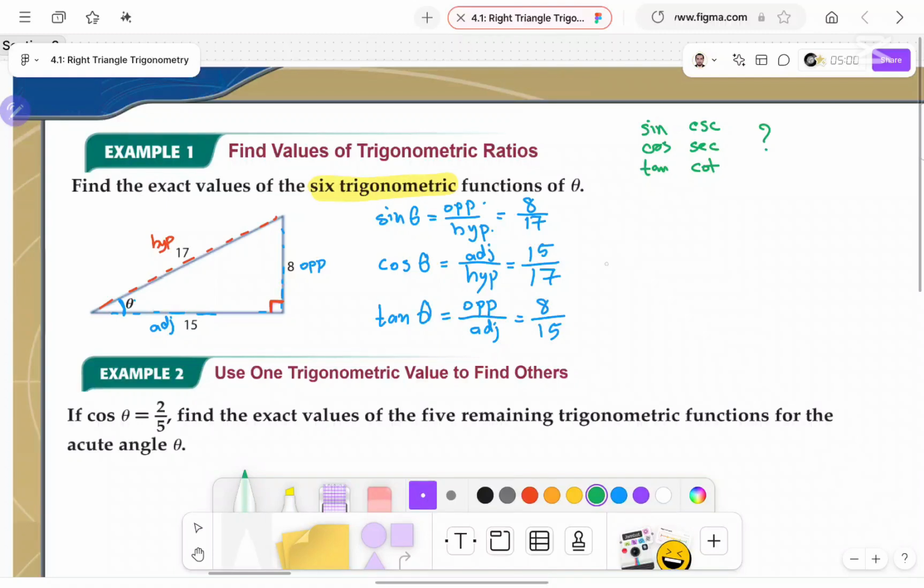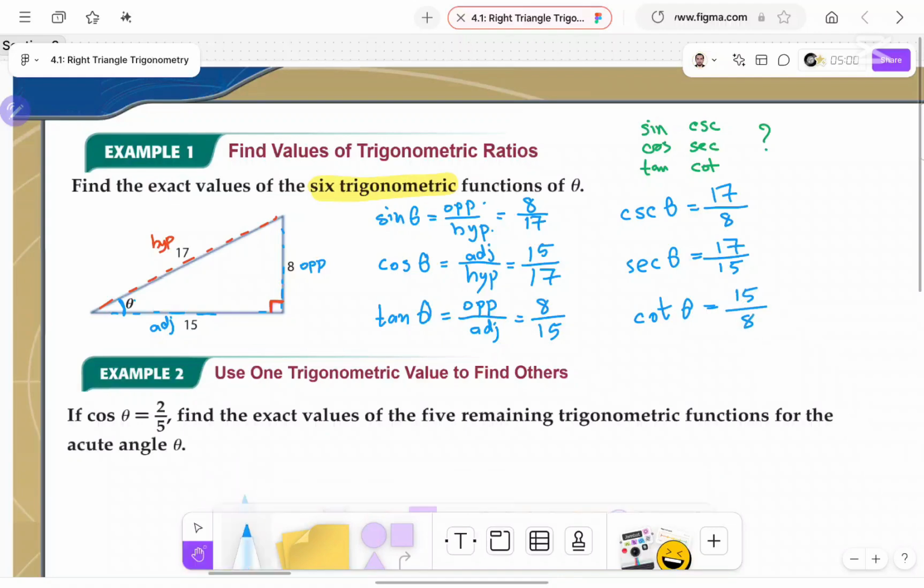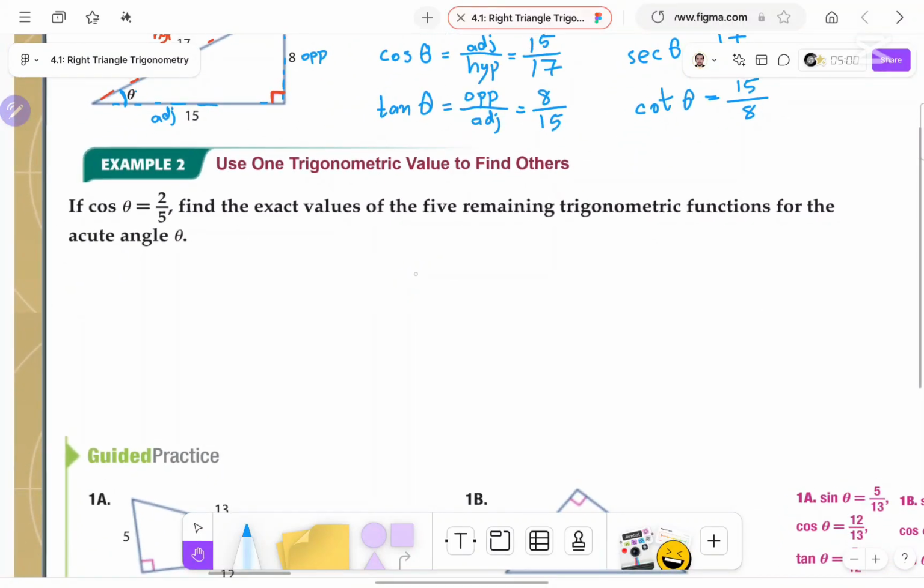Now, let's find the cosecant. The cosecant theta is the reciprocal of the sine, 17 over 8. Secant, same thing, is the reciprocal of the cosine, 17 over 15. Cotangent is the reciprocal of the tan, which is 15 over 8. Okay, hope you understand this. Now let's go to the second question.